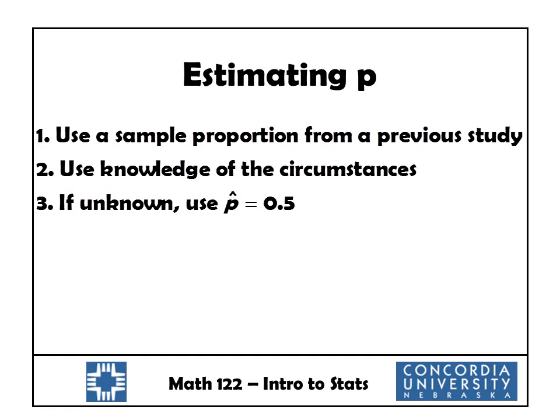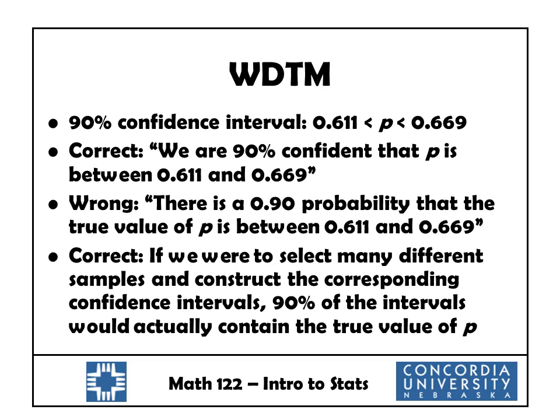One thing about using this formula is that we need an estimate of p. And we can get that estimate from at least 3 different sources. Number one, we can use a sample proportion from a previous study. Maybe we've already got a small sample that gave us an estimate, and we can use that as a starting point for the formula. Number two, we can use knowledge of the circumstances. Or number three, if unknown, just use p hat equals 0.5. Why 0.5? Because that's right between 0 and 1, halfway between 0 and 1.